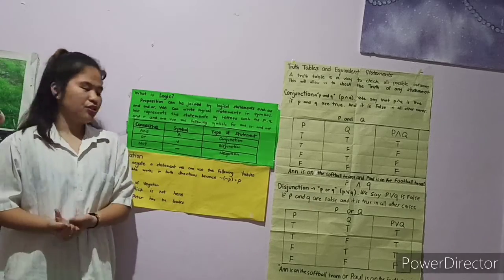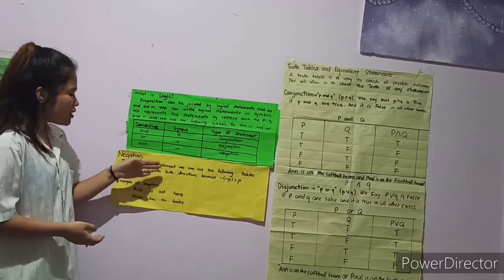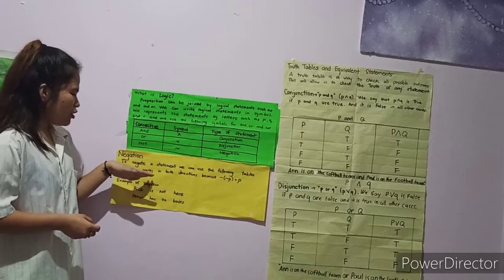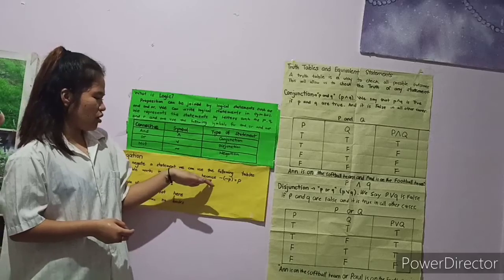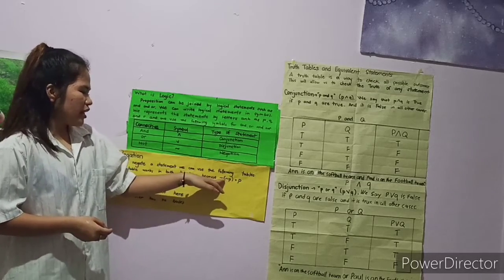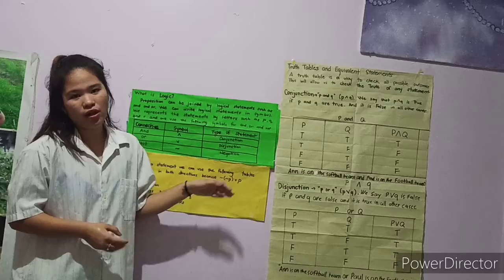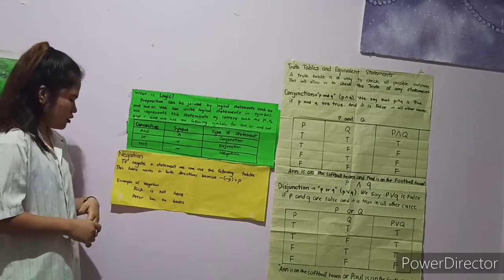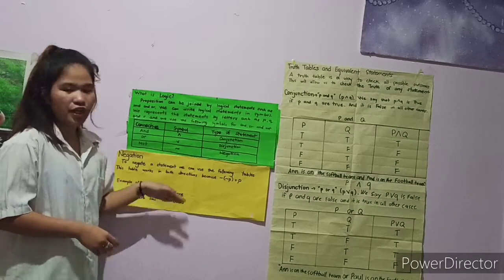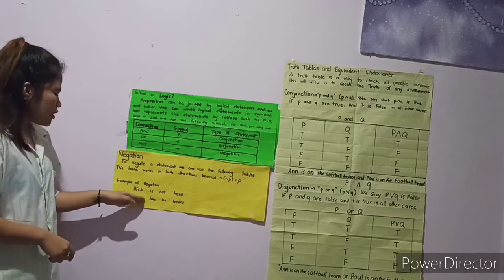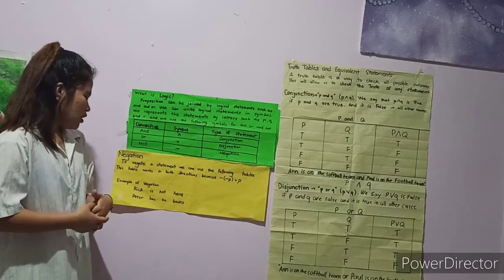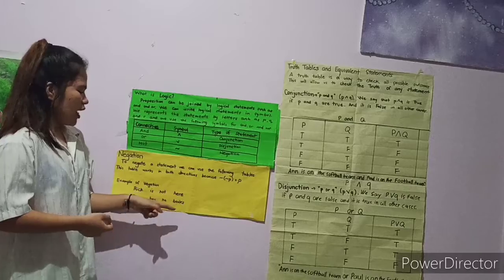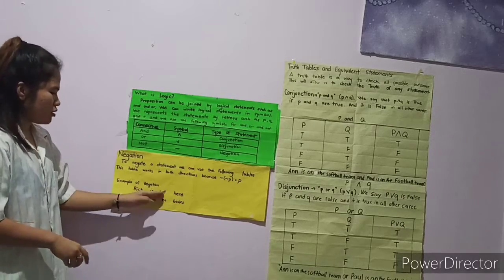So what is negation? To negate a statement, we can use the following table. This table works in both directions because not not P equals P. Examples of negation: Rick is not here. Peter has no books. In the example Rick is not here, the negation word used is not.